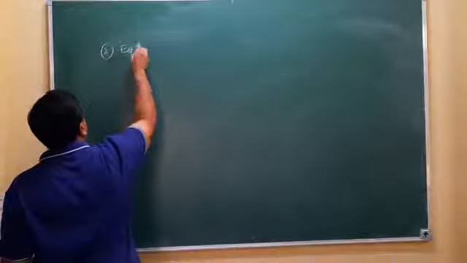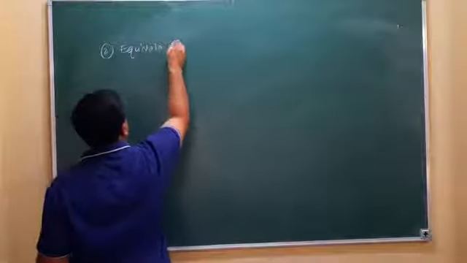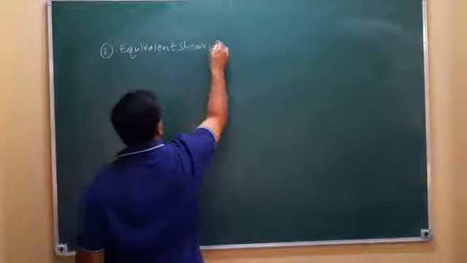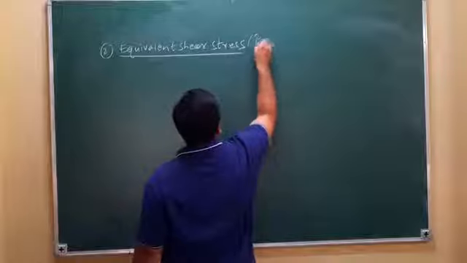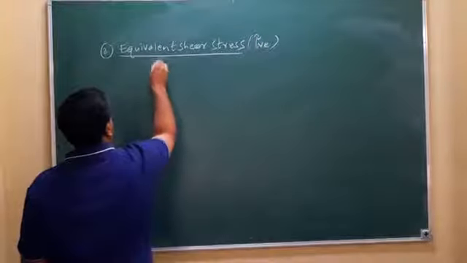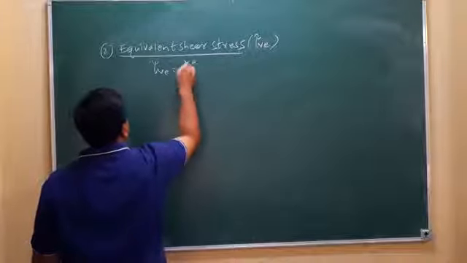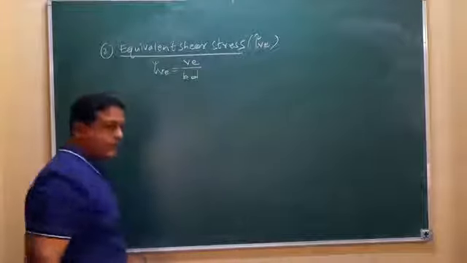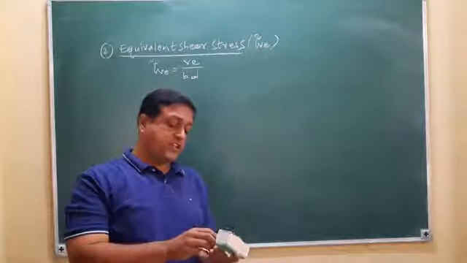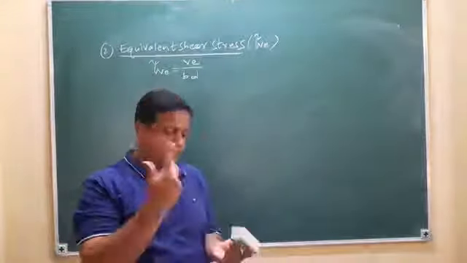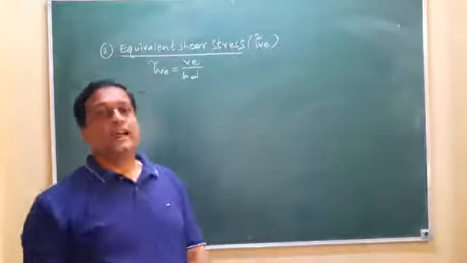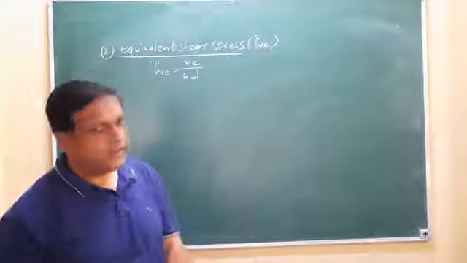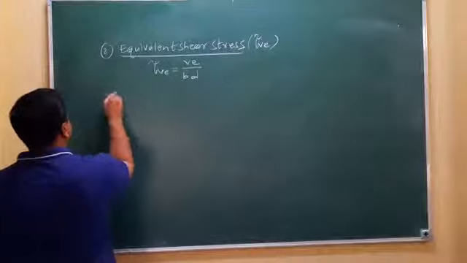Step number 2 is the equivalent shear stress. Equivalent shear stress is tau VE. So we know that tau VE is equal to V divided by B into D. Now decide whether the shear reinforcement is required or not, as per our previous shear reinforcement steps that we followed last semester for design of shear reinforcement. Then find out step number 3.